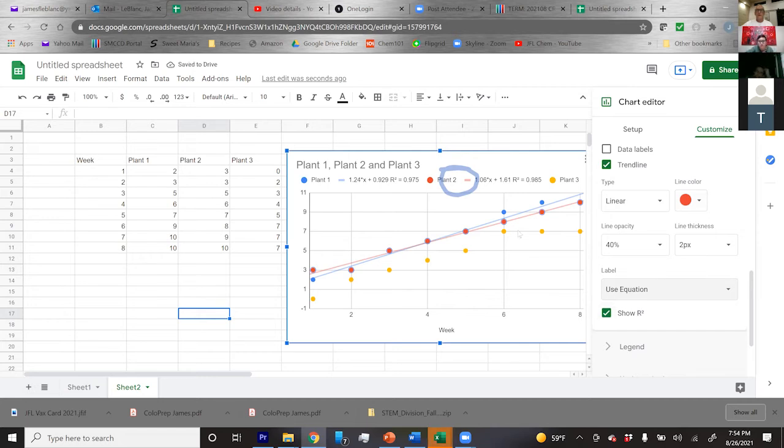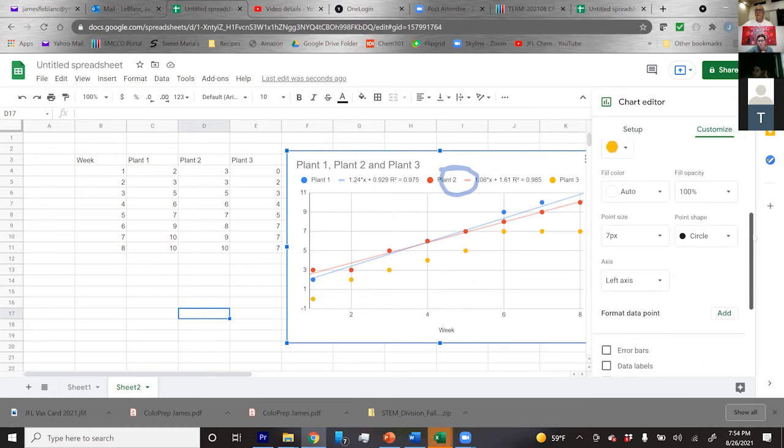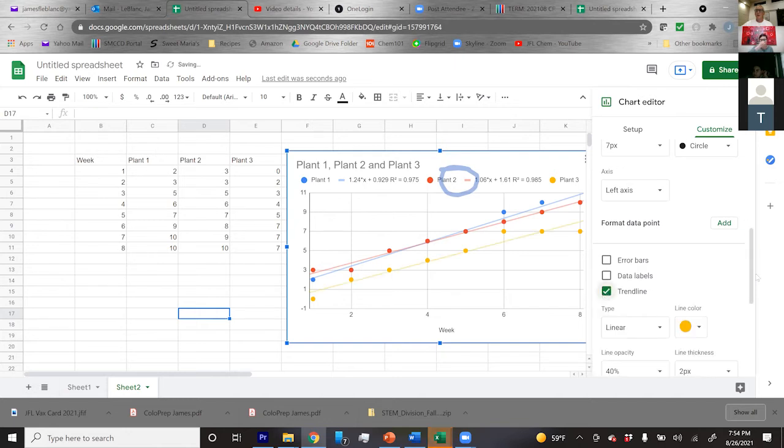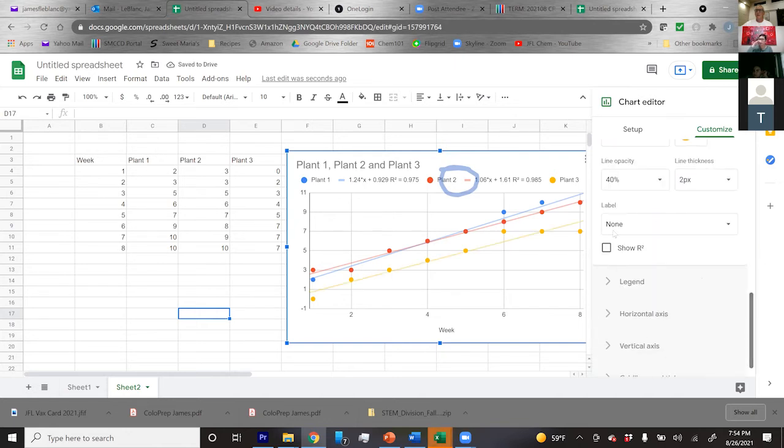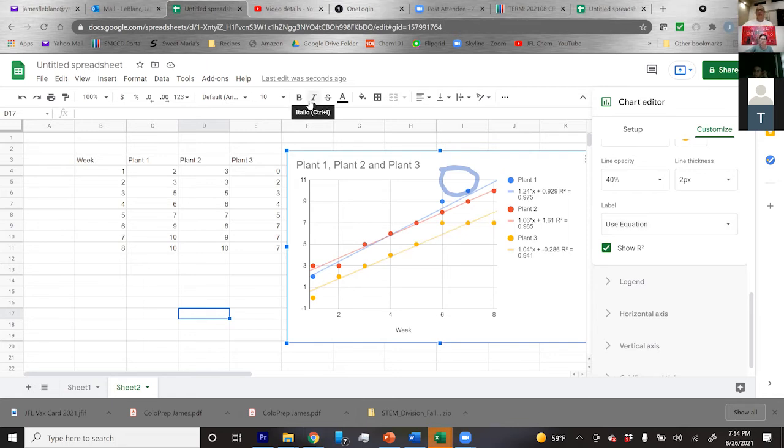And then next I find plant 3, click on one of those lines, same thing. I want a trend line. I want it to be linear. I want to see how good that fit is. And I want to see what the equation is. So here we go. When we look over here, I've got my 3 plants. Here they are. And I've got 3 different equations. So this is plant 1, plant 2, plant 3.